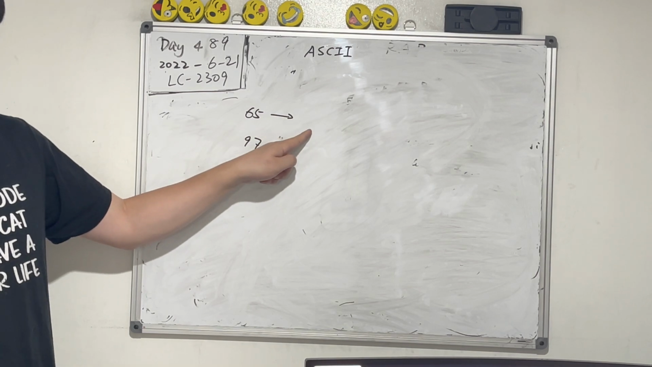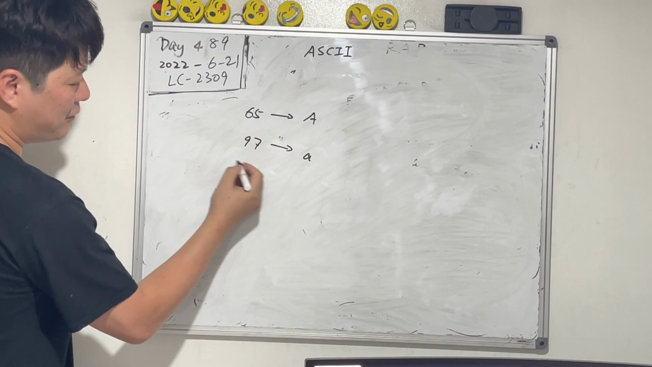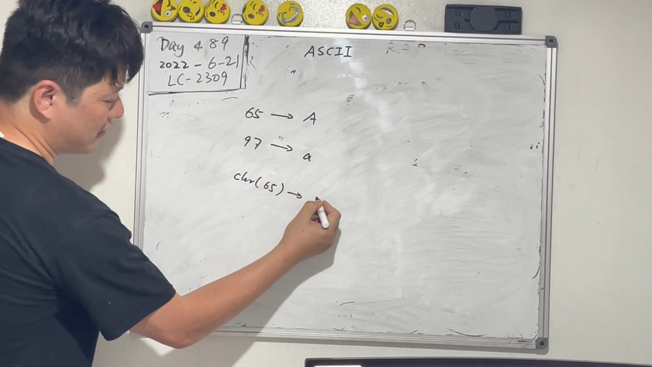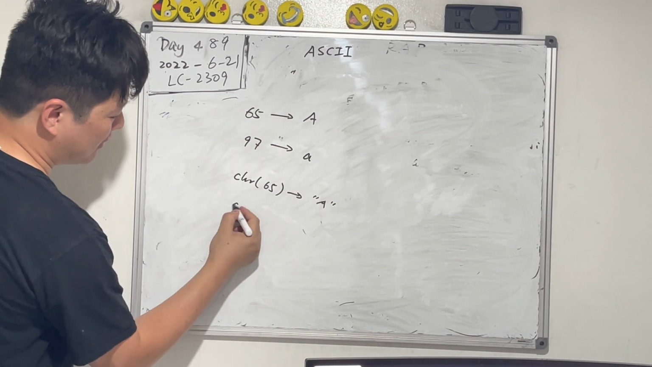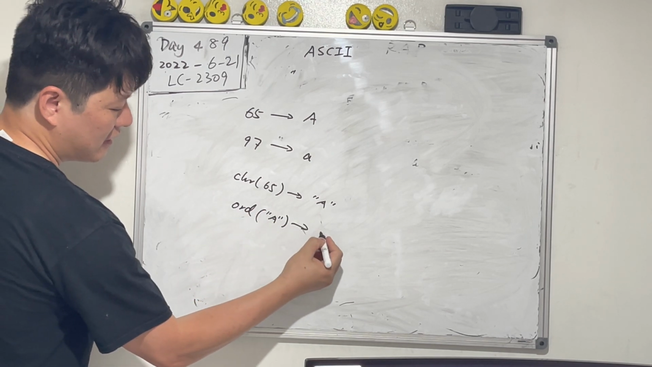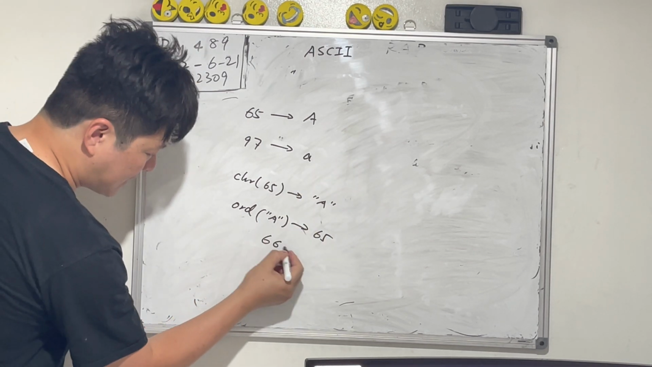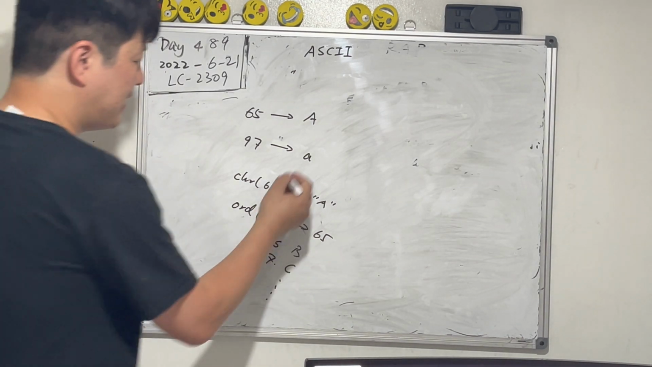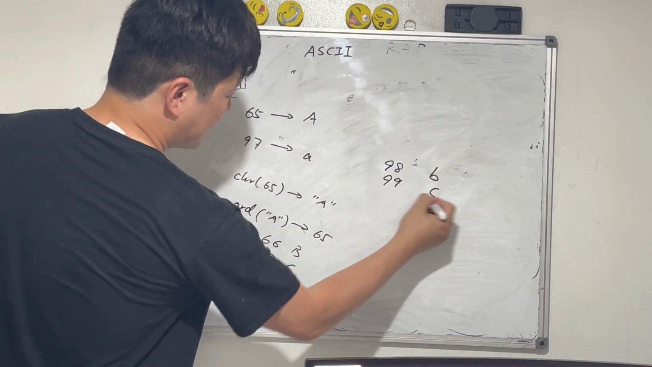The 65 I think is uppercase A, and the 97 is lowercase A. And then from left to right, we use the chr function. chr of 65 will give us A. And if we go back this way, ord of A will give us 65. So 65 is A, 66 is B, 67 is C, etc. And the same goes with lowercase: 98 is lowercase b, 99 is lowercase c, etc.